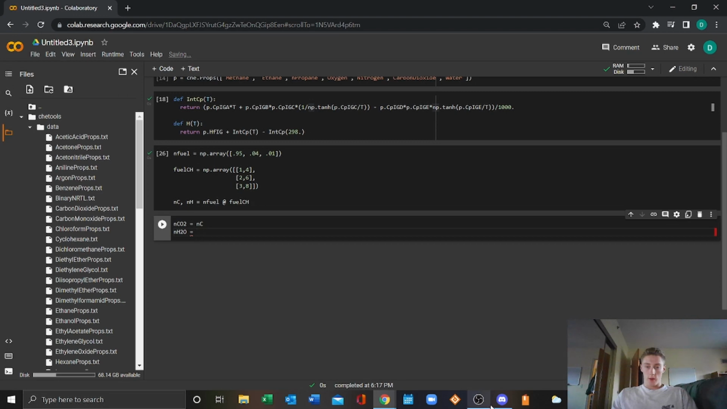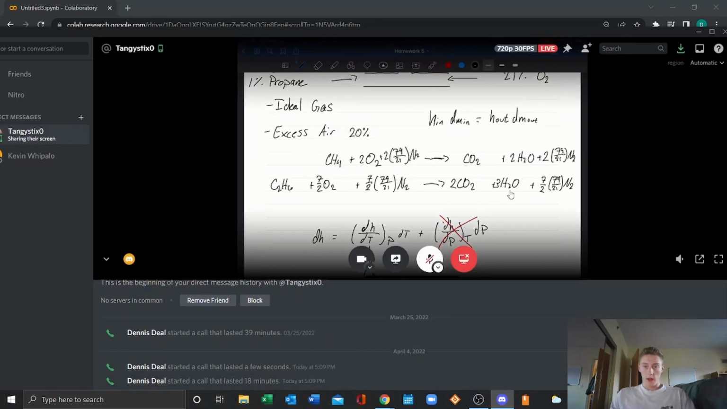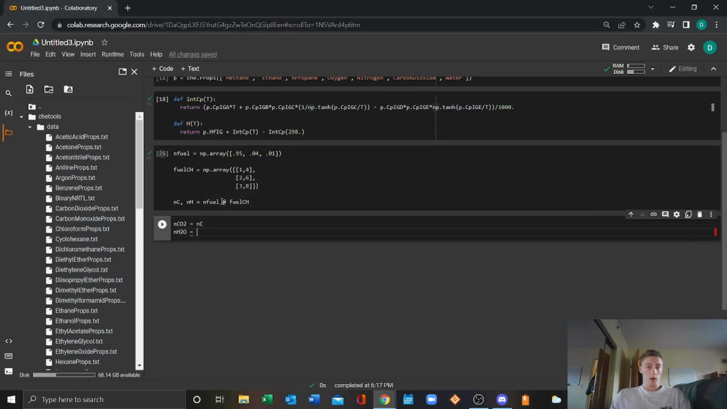we'll take a look at our reactions again. So we have the number of the waters here. We have 2 waters and then 4 hydrogens on this side. We have 3 waters and 6 hydrogens. So that's pretty obvious that we just take the number of hydrogens and divide by 2. So we'll just do NH divided by 2.